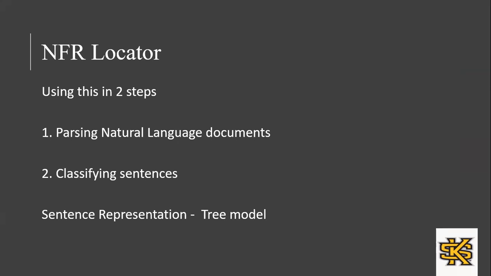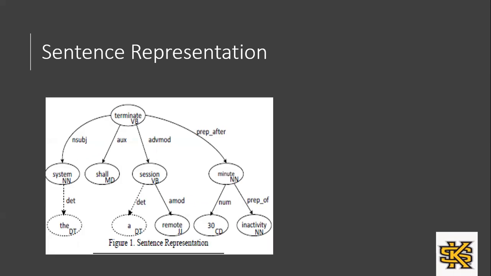Here comes the NFR Locator. We will utilize this in two steps: parsing natural language text and classifying sentences. When coming to parsing natural language, the process begins by entering the text into NFR Locator, Non-Functional Requirements Locator, and thus sentences get parsed into sentence representation. Now, the sentence representation will be considered as a tree, in which a vertex has multiple parents. Vertices are related to a word and the word's lemma.